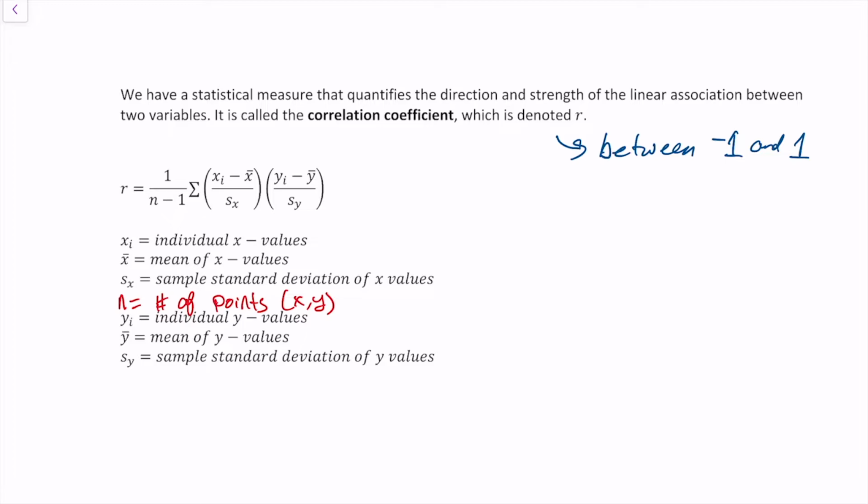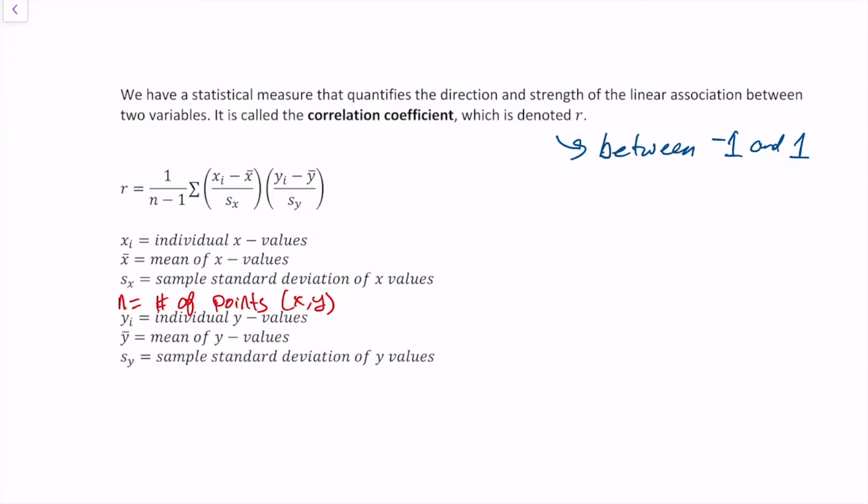And we're multiplying these two things together, and then we're adding up all of these pairs of products. If that makes sense. We're adding up all of these products. All right, and then we're scaling it, we're multiplying it by 1 over n minus 1. We'll go through an example in a little bit, and I'll show you how to do that.